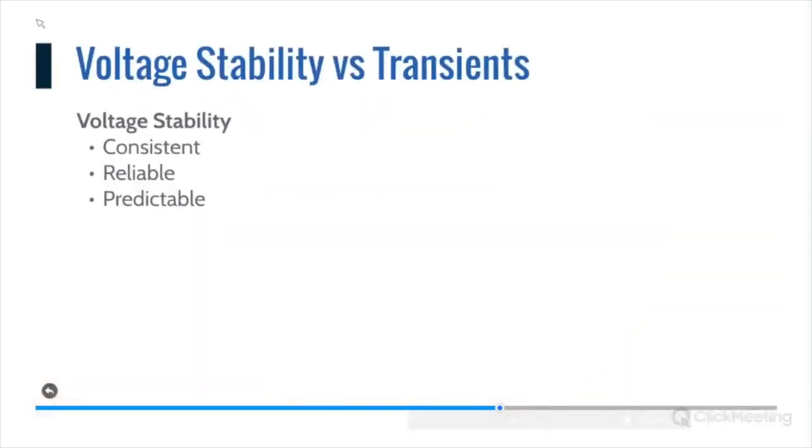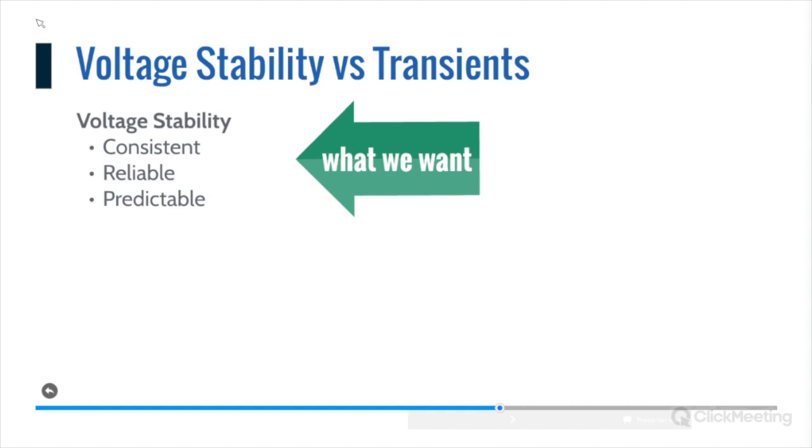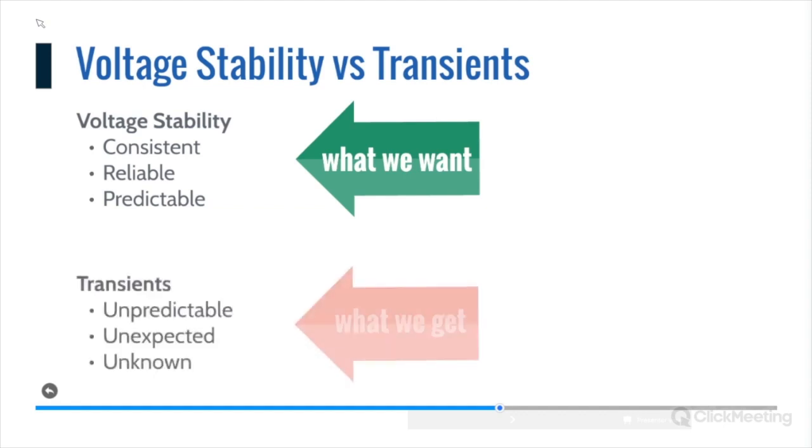So let's talk about voltage stability versus transients. We know what we want. We expect that the voltage is stable, consistent, reliable, and predictable. But we also know that what we really get, because of the transients, is unpredictable and unexpected, and they're really hard to identify as a problem. They're hard to capture. It's not something you see. They don't blink the light generally whenever you have a transient. It's that ghost thing I was talking about. People were chasing and didn't know what happened or why.